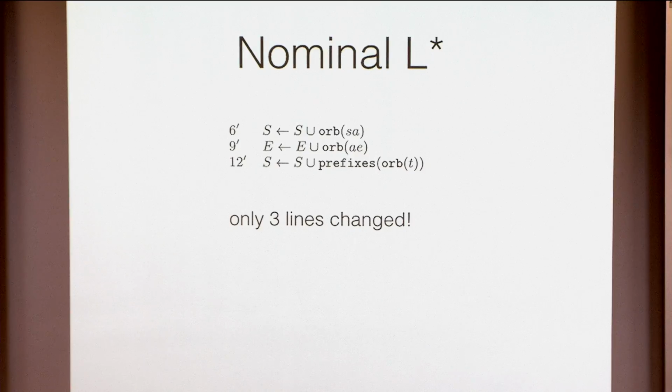So, after you stare at the algorithm for a while, you realize that you can fix it by only changing 3 lines. One, when you extend S, you do not extend it with one word, but with the orbit generated by that word: the word plus all the words you can obtain by applying permutations. Same thing for the columns, and same thing for the counterexample. So it seems that only 3 lines changed, and this is all very easy, and that's great.